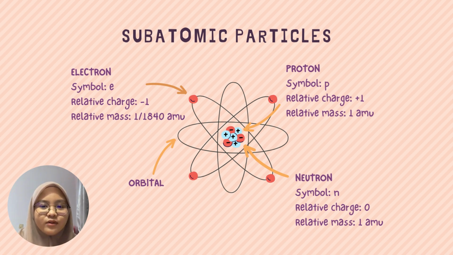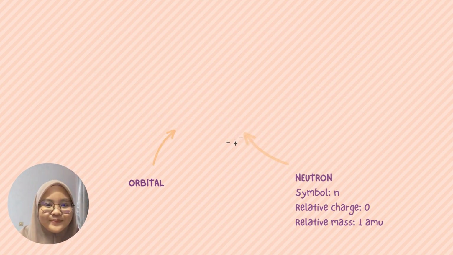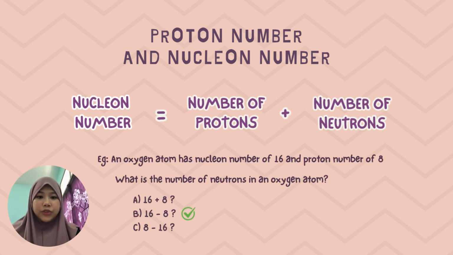Last, we have orbitals. Orbitals are the regions of space within an atom where electrons are most likely to be found. Each orbital can hold a maximum number of electrons based on its type and energy level. The arrangement of electrons within these orbitals plays a crucial role in determining the chemical properties and behavior of atoms.